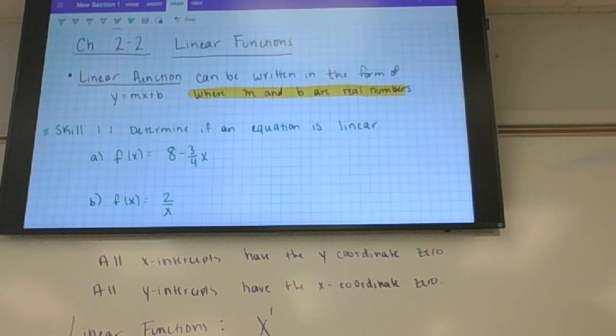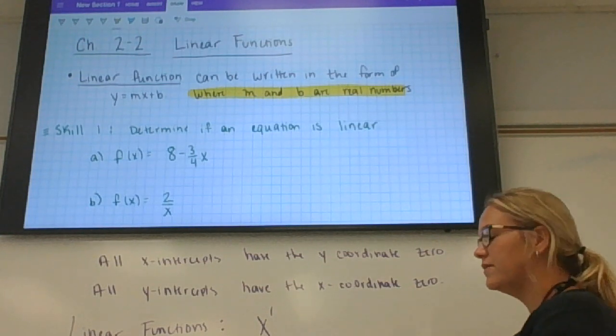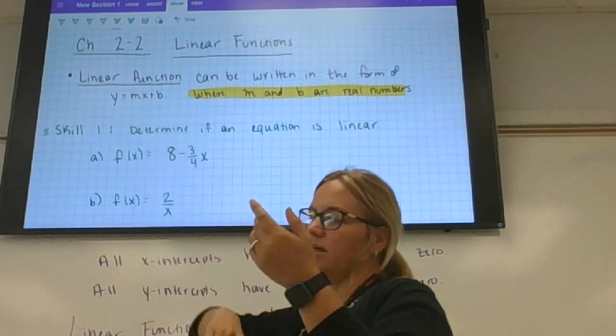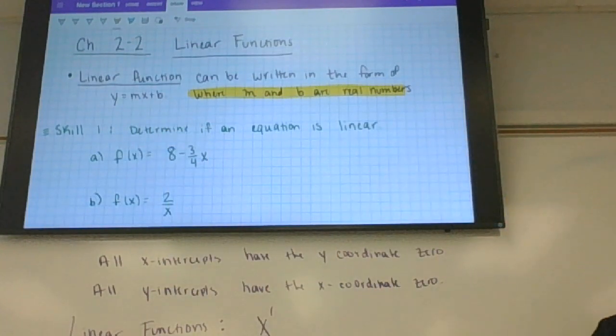There are only the two variables, y and x. There are no extra variables. You won't see extra z's in there or anything. So it's just really basic. If it's a linear function, x is to the first power, and it's written in slope-intercept form, y equals mx plus b. M and b are real numbers. So we are going to start by determining if an equation is linear.